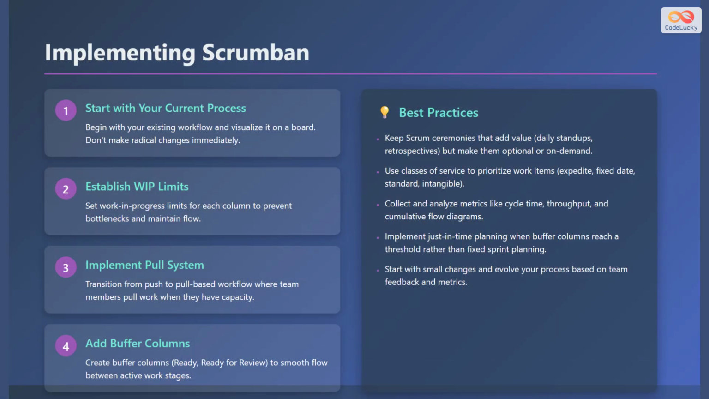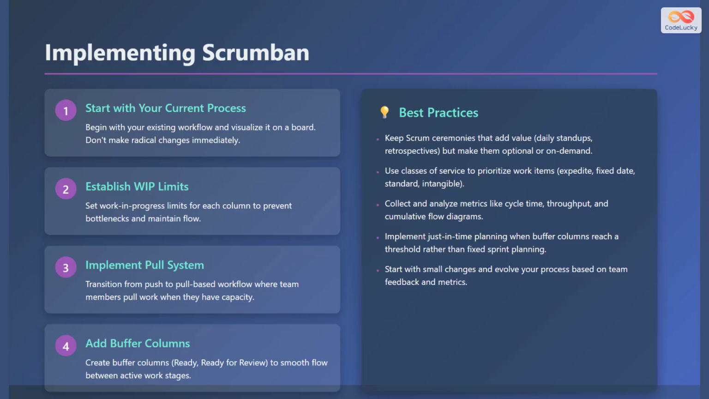Implementing Scrumban. Step 1. Start with your current process. Begin with your existing workflow and visualize it on a board. Do not make radical changes immediately. Step 2. Establish work in progress limits. Set work in progress limits for each column to prevent bottlenecks and maintain flow.